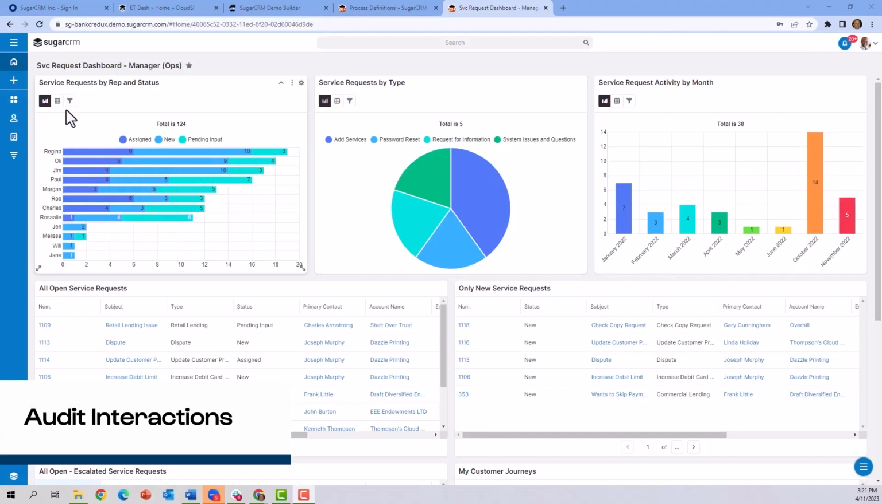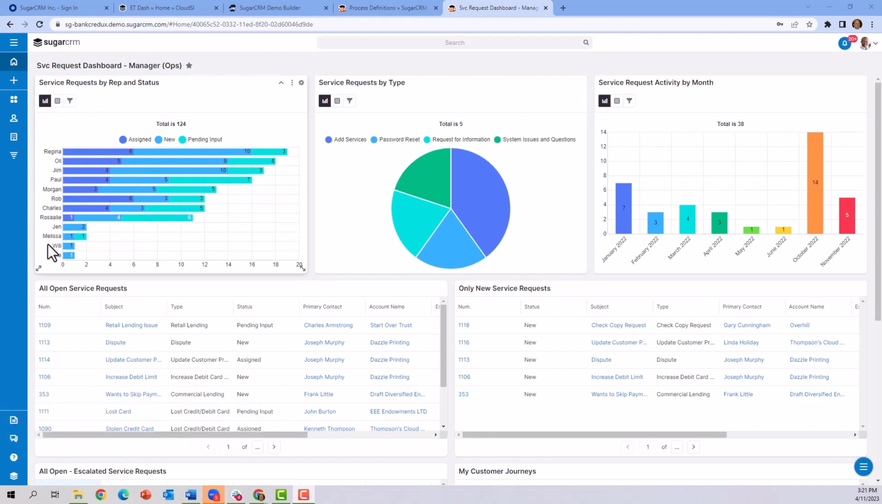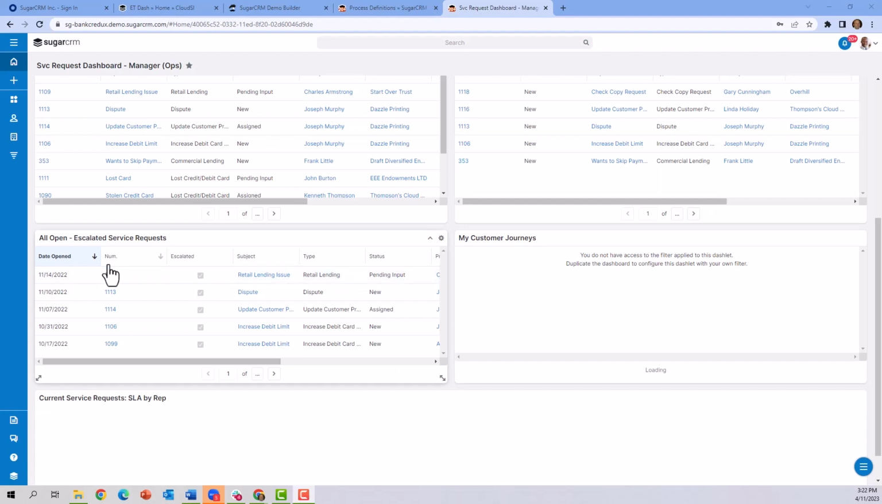In this case, we're looking at a variety of different analytics present in the system, looking at the different types of service requests that are being handled by various different representatives in our organization. What other open service requests are available here? What sort of journeys are available? Or have any requests been escalated?